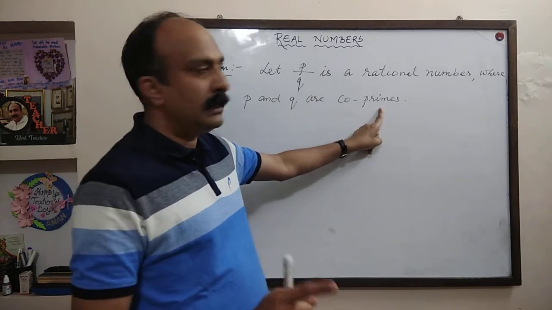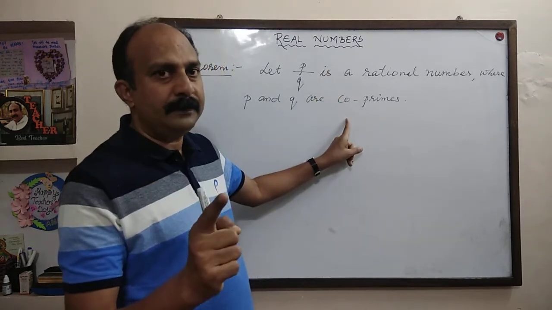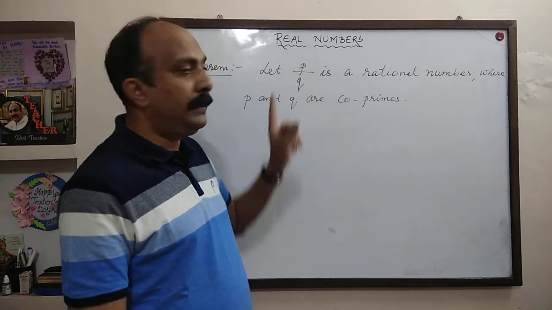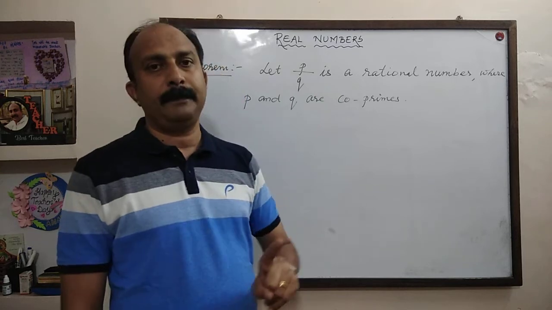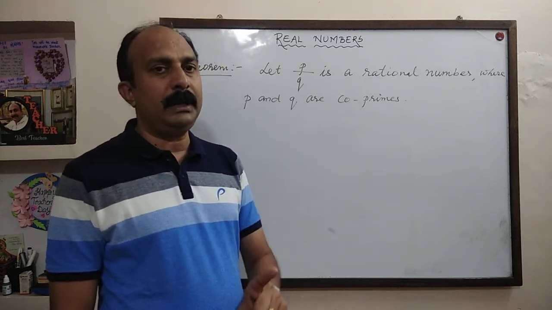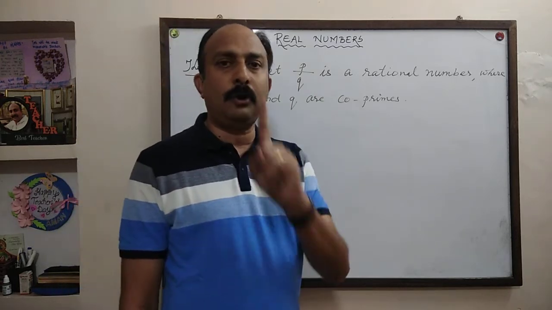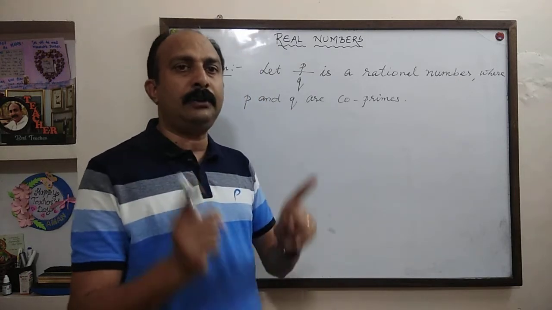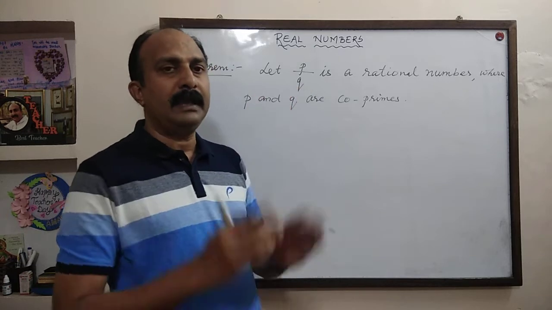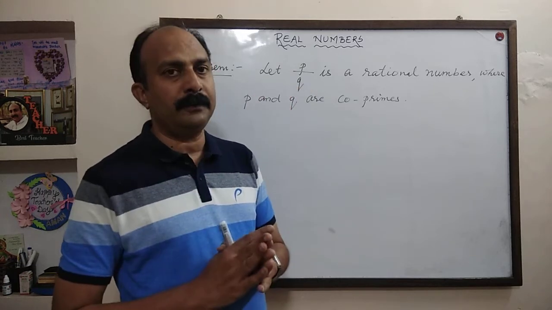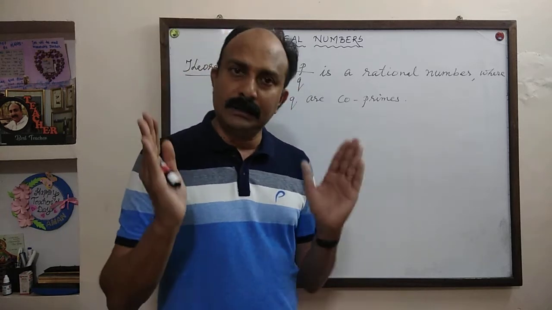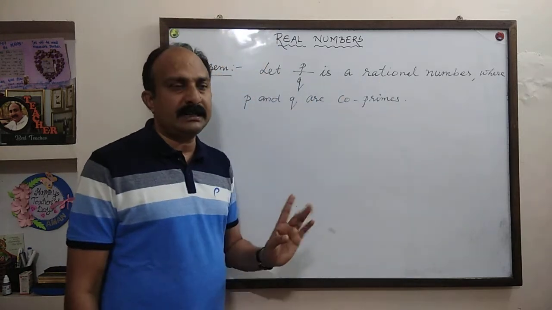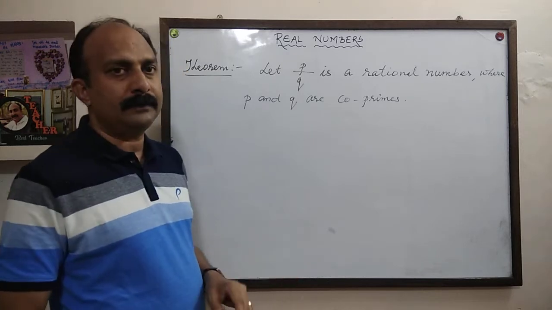So I repeat, before we apply this theorem, this is the condition that in the given rational number, P and Q must be coprime. Numerator and denominator should not have any common factor. If there is a common factor, then the first thing that you have to do is cut them and change it into standard form. Then only this theorem will be applicable. Now I continue. Let P upon Q be a rational number where P and Q are coprime.